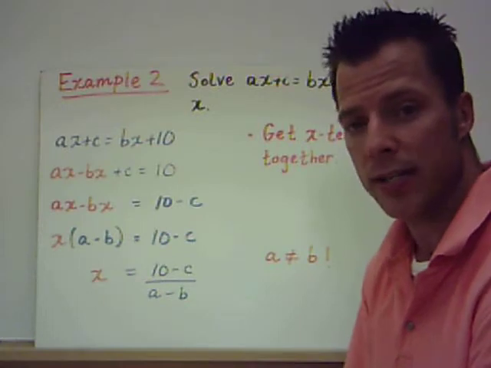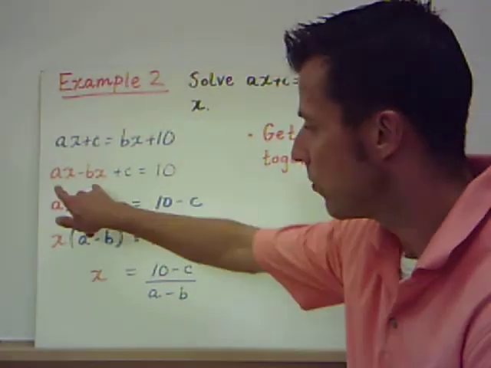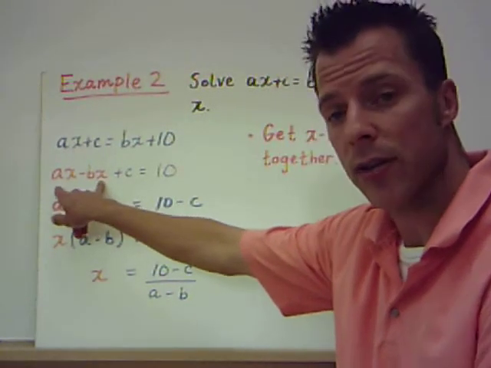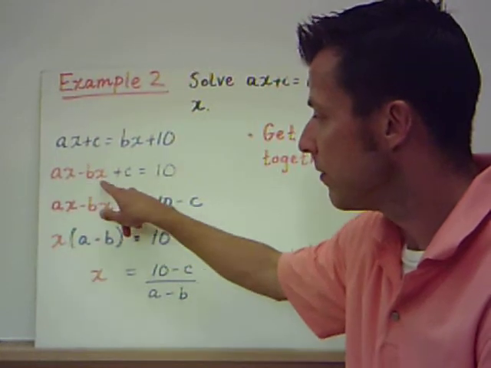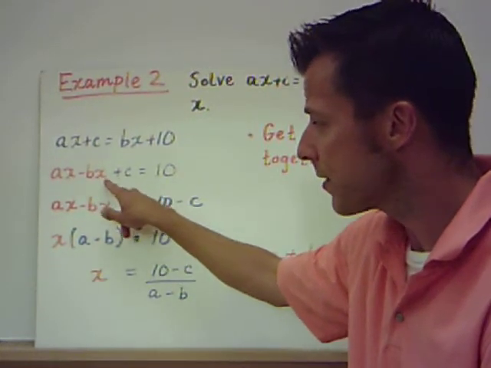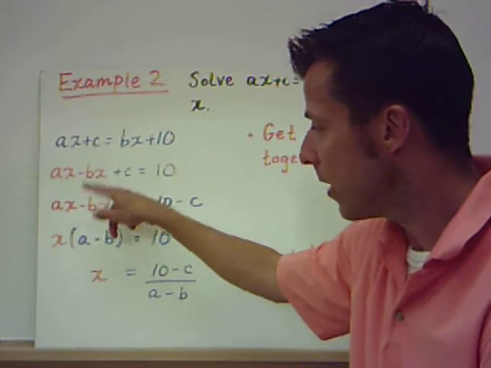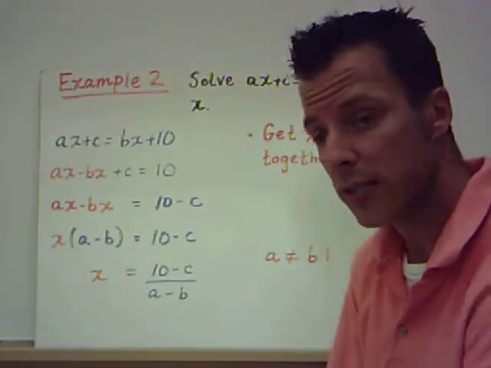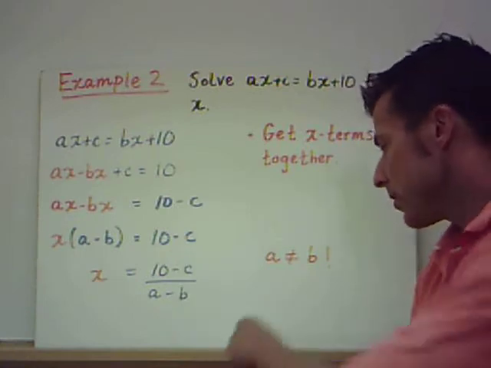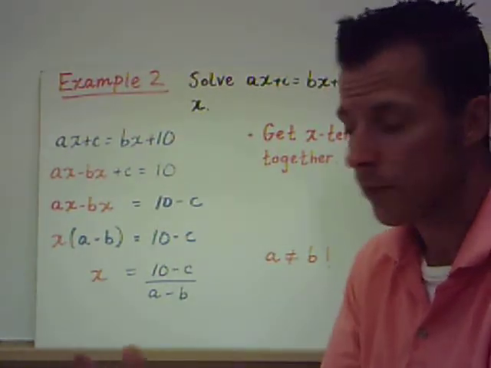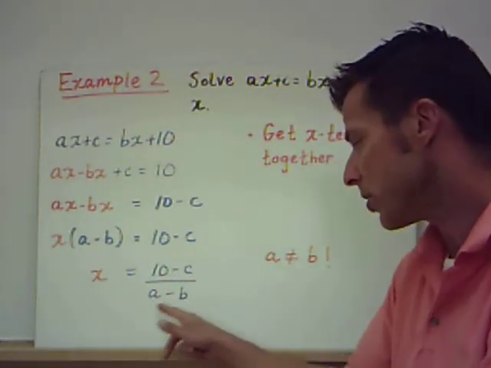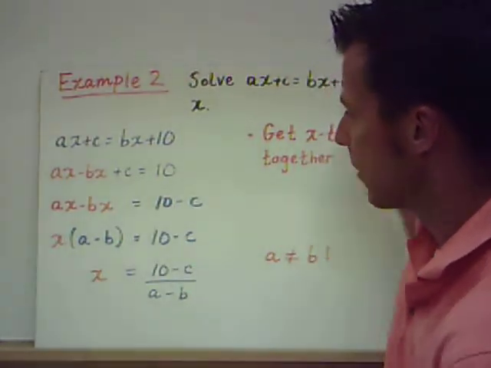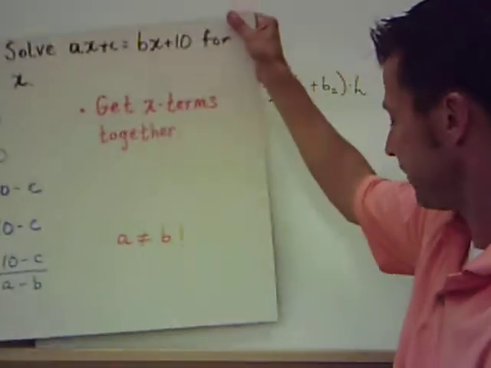We got X by itself. So you just have to be very careful when you have those two terms that they share a common variable, X, okay? You have to factor X out in order to get X alone, isolated. The other thing we have to assume here is that A cannot equal B. If A equaled B, we couldn't do this problem because you'd have 0 in the denominator. Let's look at one more example.